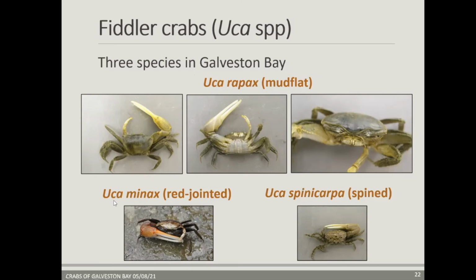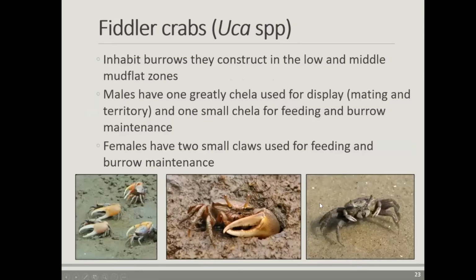The other 2 that you might encounter are the red jointed, and some of them have actual red chela, but others have sort of yellowish chela, but you can tell they are the red jointed because they have these red spots in their claws. And then Uca spinocarpa has actually longer chela. It's hard to tell in this picture, but they have spines up here. This means spiny wrist. They have spines in this part of the chela, not so much difference in the actual end of it. But like I mentioned, Uca rapax is the one you're going to see the most.